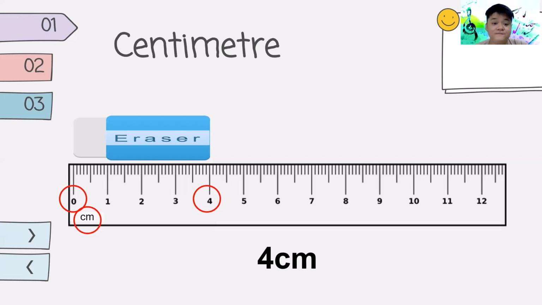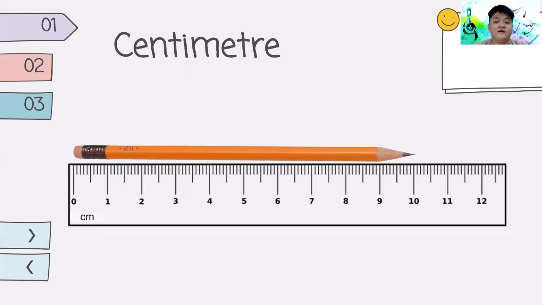Understand? Okay, let's try another one. This is a pencil. We are going to measure how long the pencil is, yeah? So number 1, do you remember? What should we do? Yes, we must check if it is cm, m or km. This one, it is cm. Very good. Now, number 2, put your pencil at nice 0. Put it at 0.